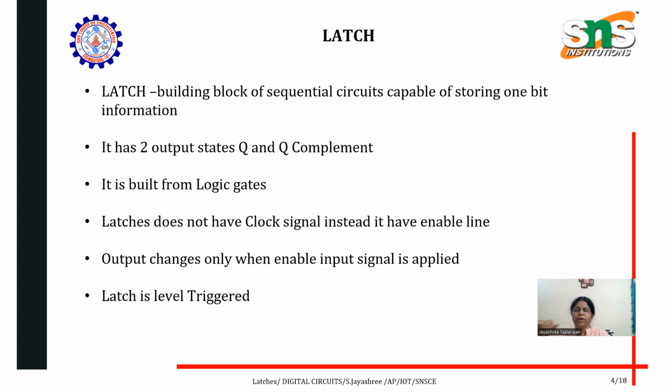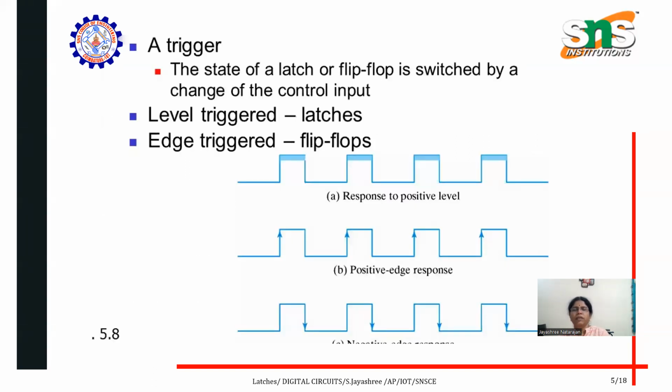There are different types of triggering for switching on the device, the latch. We discuss them one by one. So what is a trigger? The state of a latch or a flip-flop is switched by a change of control input. The control element which operates the flip-flop and latches, we call a trigger. There are two types of triggering, level triggering and edge triggering. See the clock pulse in this diagram.